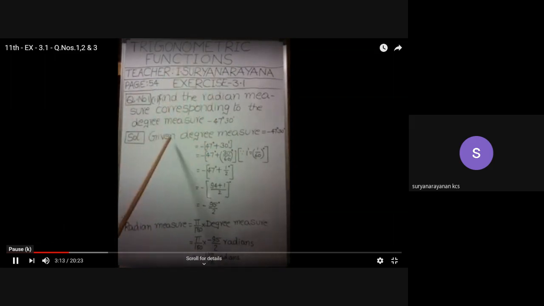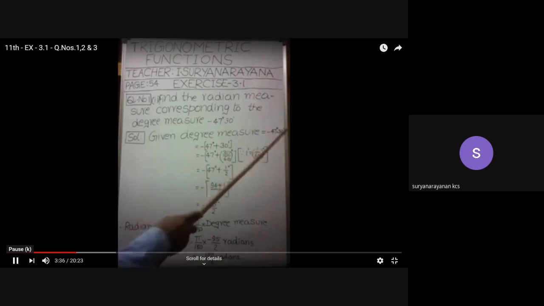Right. So come to the solution part. Given degree measure is equal to minus 47 degrees 30 minutes. Okay, my children, we don't go directly to the formula. Before writing the formula and converting into radian measure, we should convert this entire angle into degrees. We have to take this precaution, because here the angle is given in degrees and minutes also.